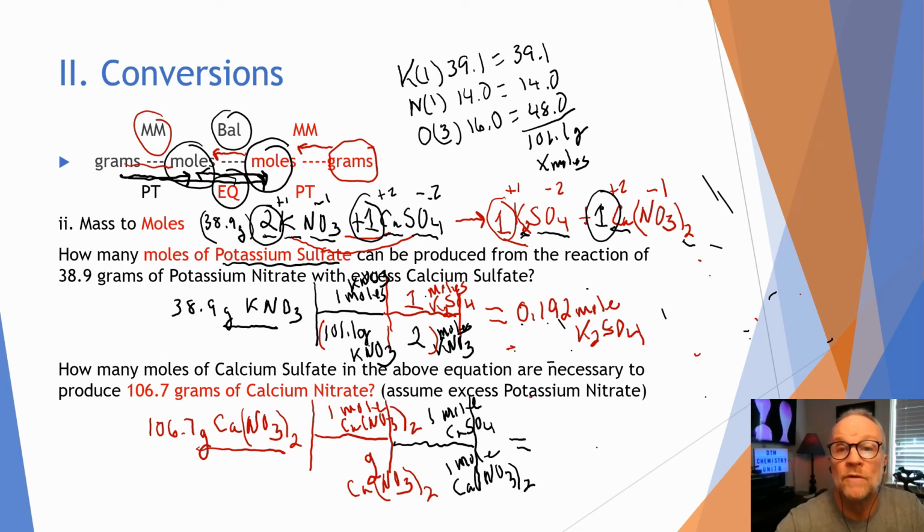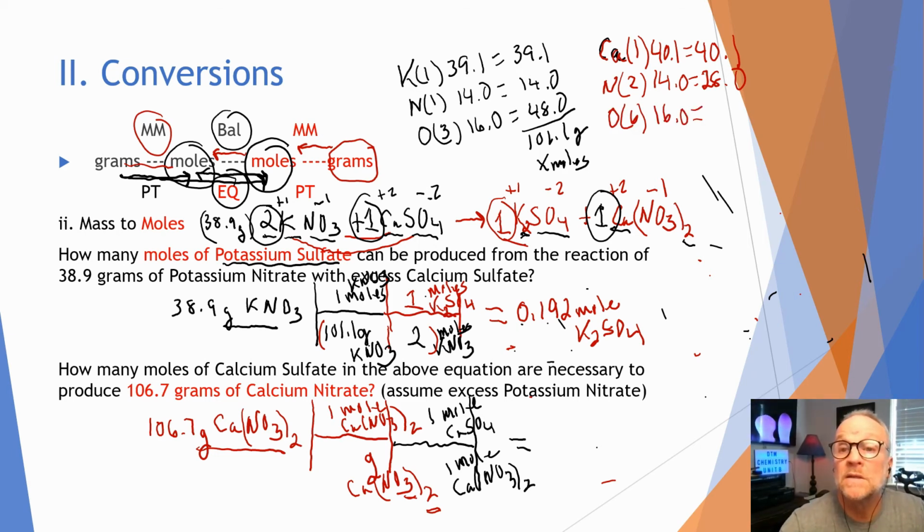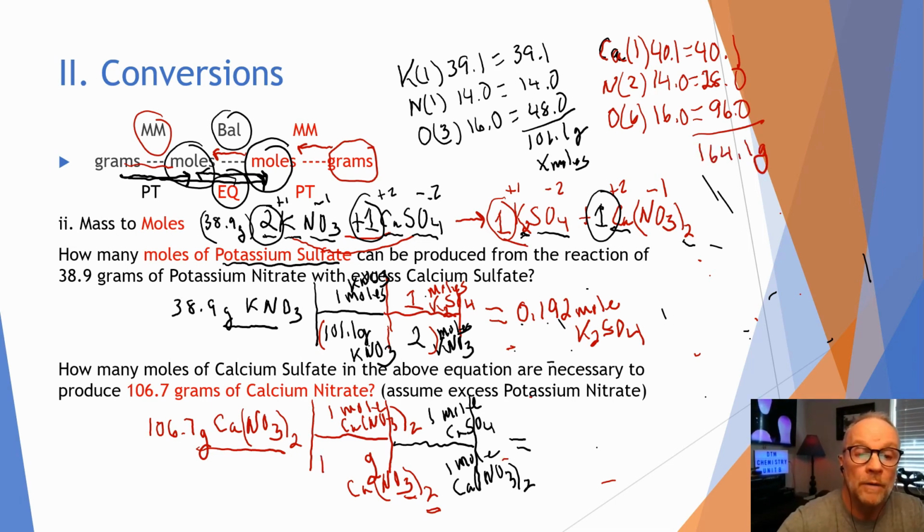So let's do that in red. So we have 1 mole of calcium, it's 40.1 grams per mole. And then we've got 2 moles of nitrogen, which are 14 grams per mole, which will give us 28. And then we've got 2 times 3, which is 6 moles of oxygen. 6 times 16 is 96. And when we add all those up, we get 164.1 grams. And that will go on the bottom.